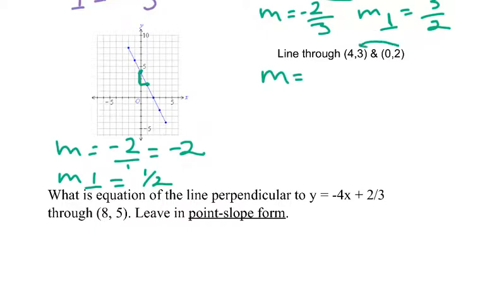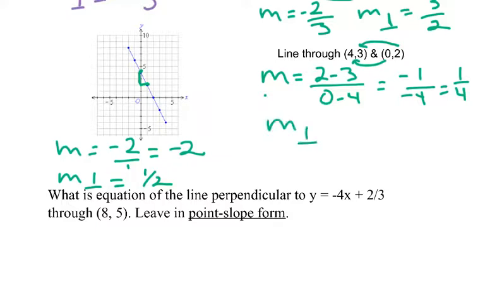Our fourth example, we're given 2 points, so let's go ahead and calculate our slope. Change in y, so 2 minus 3, our y coordinates, over the change in x, 0 minus 4. We end up with -1 for our numerator, -4 for the denominator. That simplifies to be 1/4. So our initial line has a slope of 1/4. Our perpendicular line would have to have a negative slope, and the reciprocal of 1/4 is 4 over 1, or just -4.